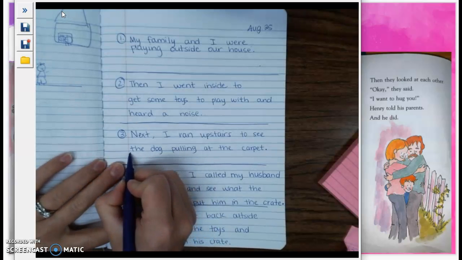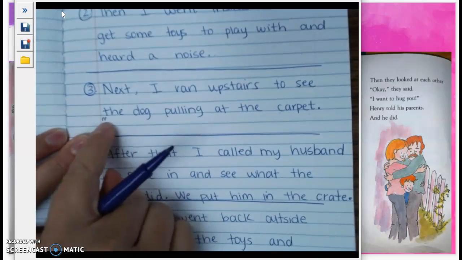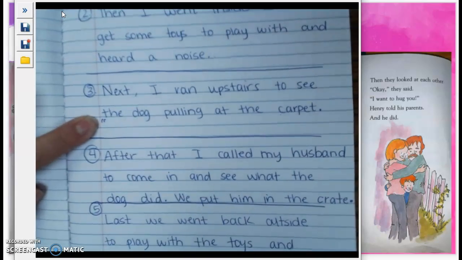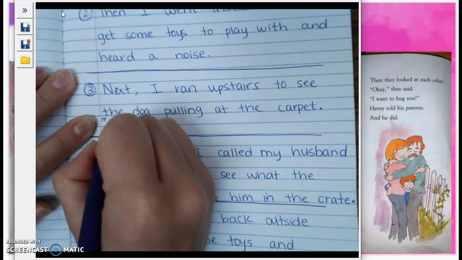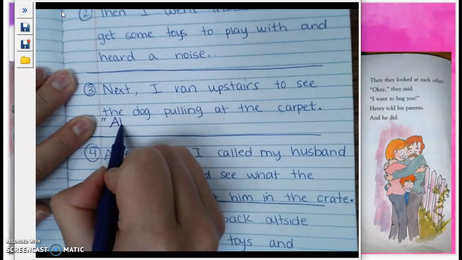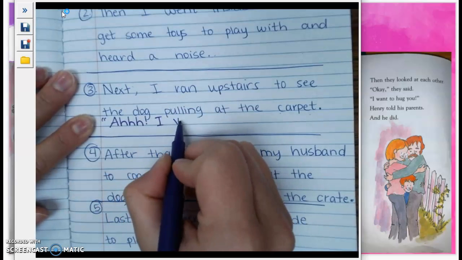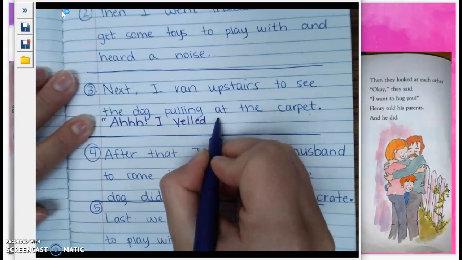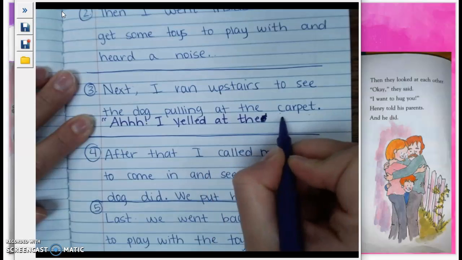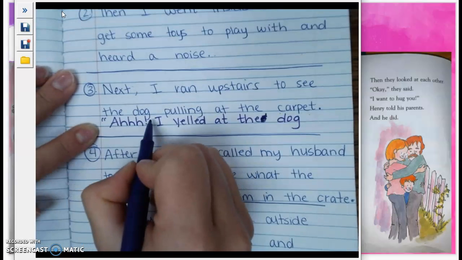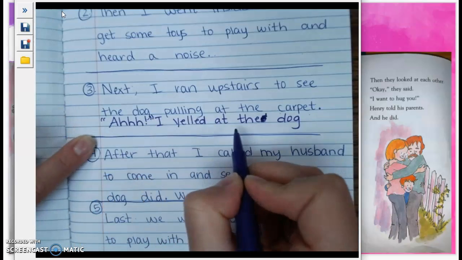I am going to add quotation marks because that is what you use when you're writing in dialogue. Right here, I'm going to add, what would I yell? "Ah!" I yelled at the dog. Oops, I gotta make space. At the dog. But look, that's what I'm saying, so I'm gonna add into my quotation marks right there. "Ah!" I yelled at the dog.